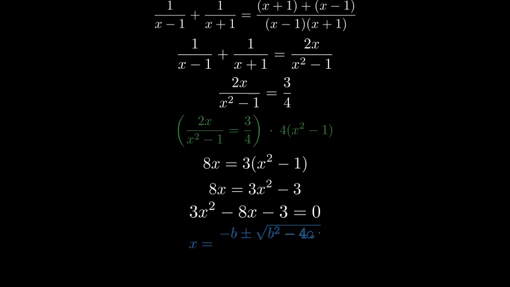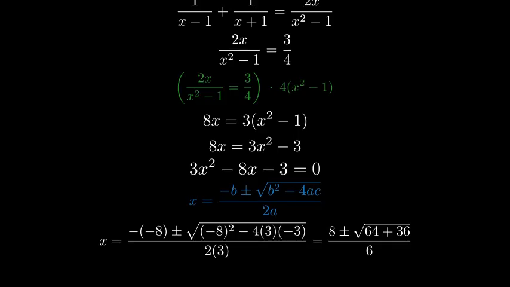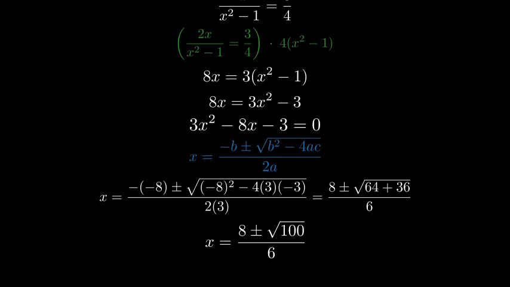x equals -b plus or minus the square root of b squared minus 4ac, all over 2a. Here, a is 3, b is -8, and c is -3. Substituting, x equals 8 plus or minus the square root of 64 plus 36, all over 6. That is, x equals 8 plus or minus the square root of 100 over 6.